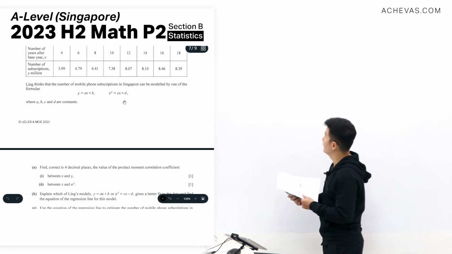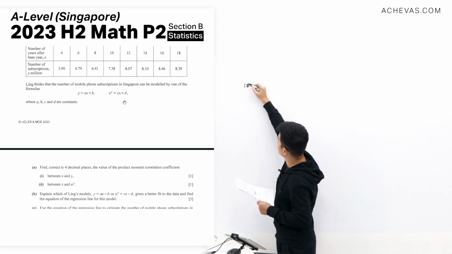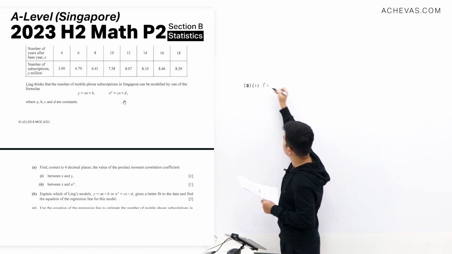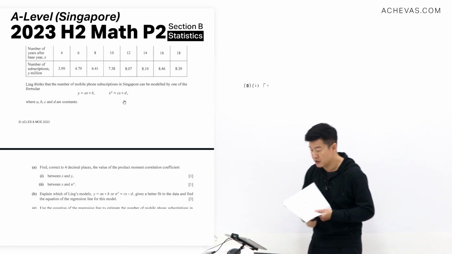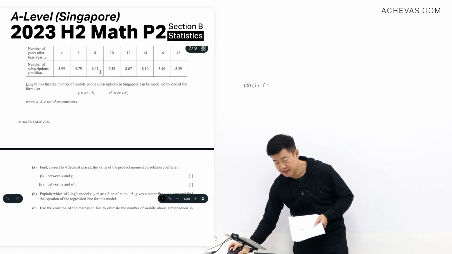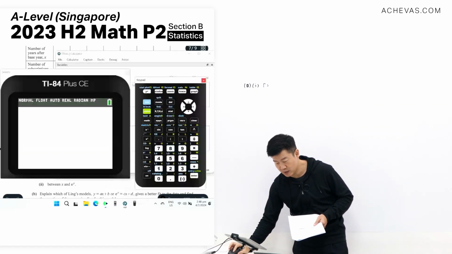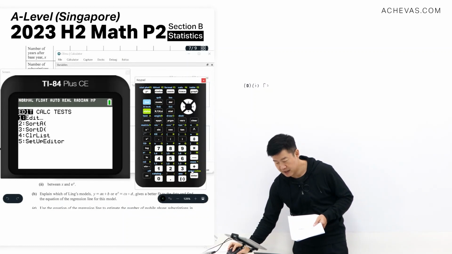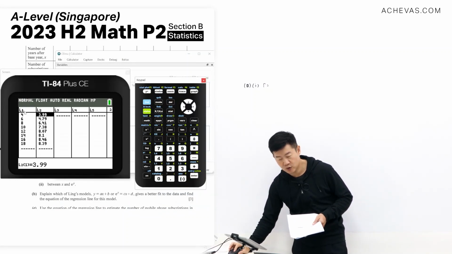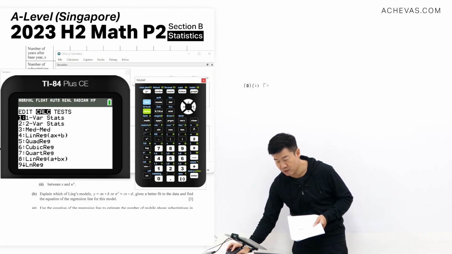So for part A, part 1, let us use our graphing calculator to find the product moment correlation coefficient by entering these two lists into our calculator. Stats, edit. I've already done it. So x, I've already entered into L1, and y, I've entered into L2. Let's base on these two lists to calculate the product moment correlation coefficient.